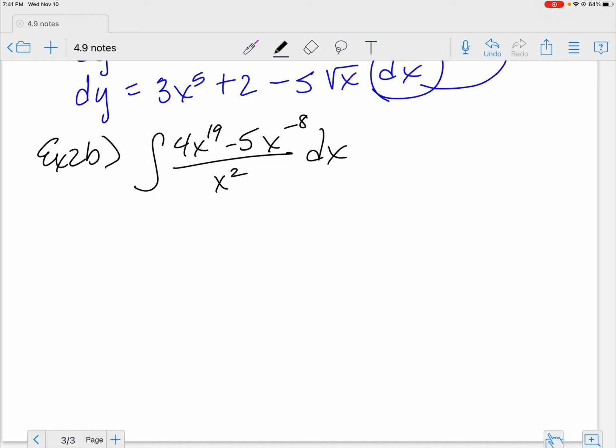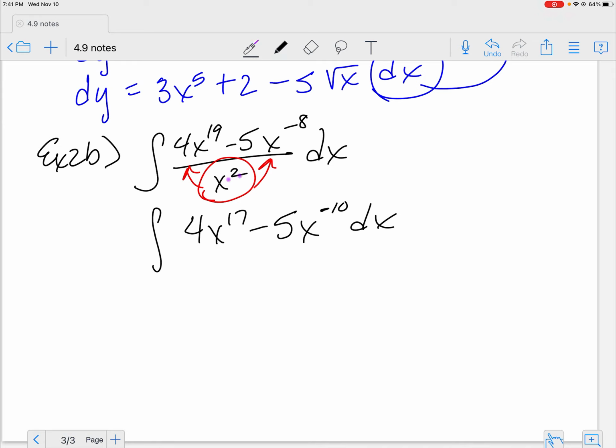Do I have a quotient rule for integration? No, you do not. So because you don't, what do we have to do here? Algebra first. Divide this monomial into each one of those terms. So I'm actually integrating 4x to the 17th minus 5x to the negative 10, right? Because when you divide exponents, you subtract. And it gets us there. Now we have everything in terms of plus or minus. We just have terms here.